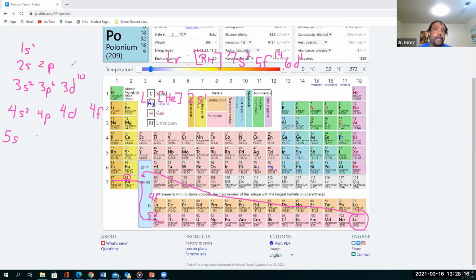Okay, so if you notice, do you see a 2d here? No. Every time we're adding another subshell. Here we added the 2p. The first level only has the s. The second has s and p. The third has s, p, d. The fourth has s, p, d, f. So what's going to be in the fifth one?